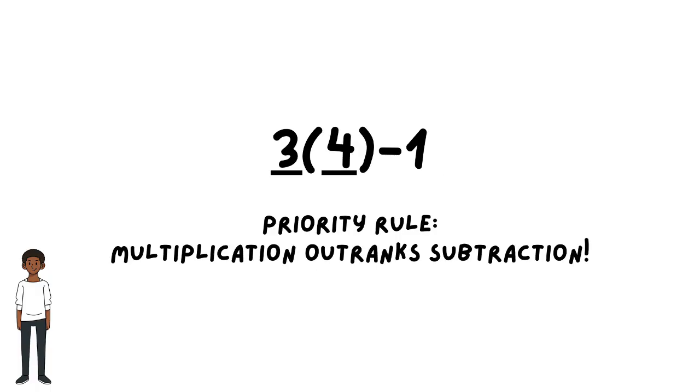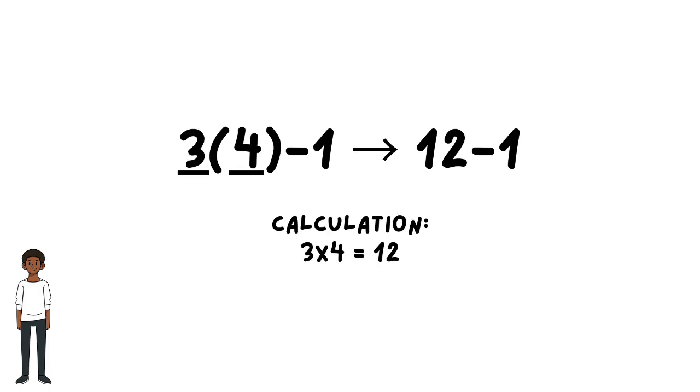Now we have multiplication and subtraction remaining. Multiplication outranks subtraction, so we must evaluate 3 times 4 before doing any subtraction. Step 3. 3 times 4 equals 12. Now our expression is simply 12 minus 1.